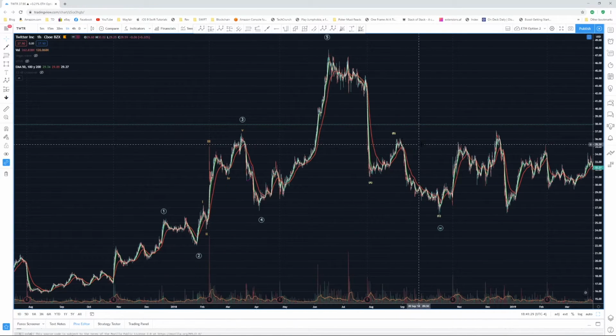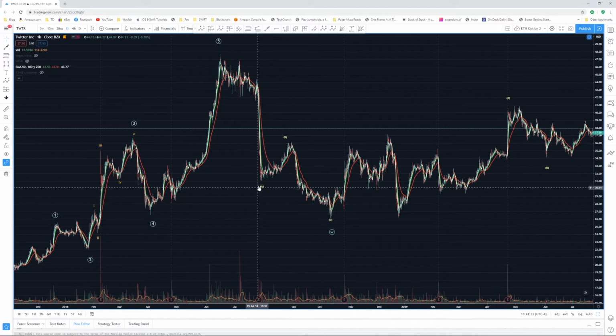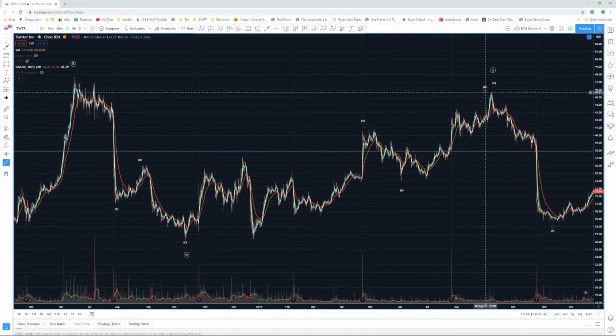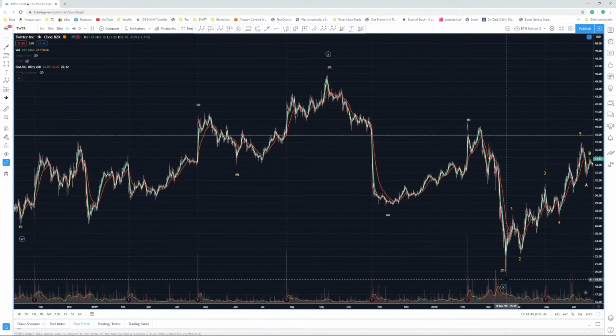That the C wave almost always fully covers the price movement that the B put in. As you can see in this ABC, in this one up here with our C fully retracing this B, and this one right here, etc.